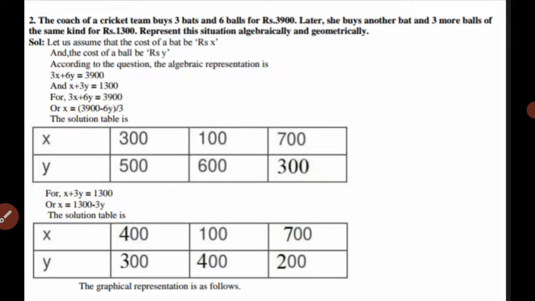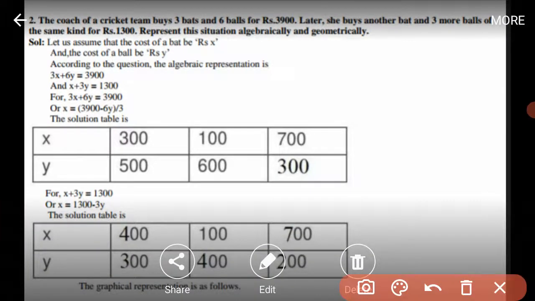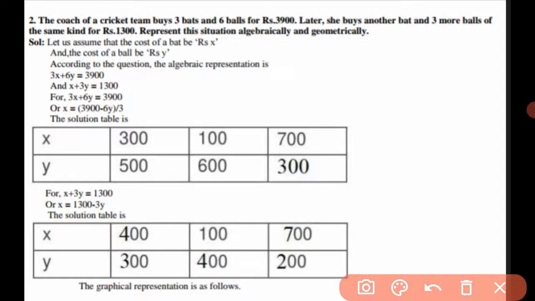So in question number 2, we are given that the coach of a cricket team buys 3 bats and 6 balls for rupees 3,900. Later she buys another bat and 3 more balls of the same kind for rupees 1,300. Represent the situation algebraically.